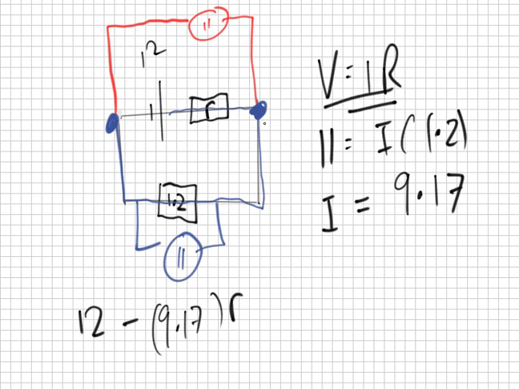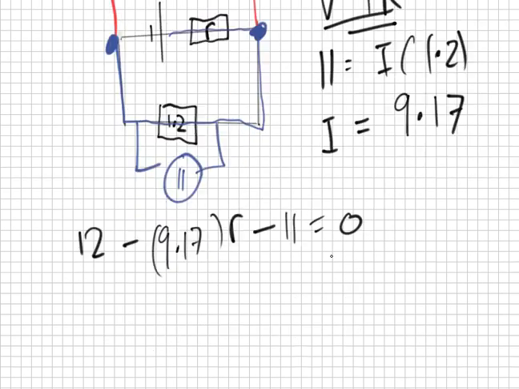So by using Ohm's law here, we get V equals I R. 11 equals I times 1.2. So can you tell me what the I is, please? 11 divided by 1.2. 9.17. What is it? 9.17.